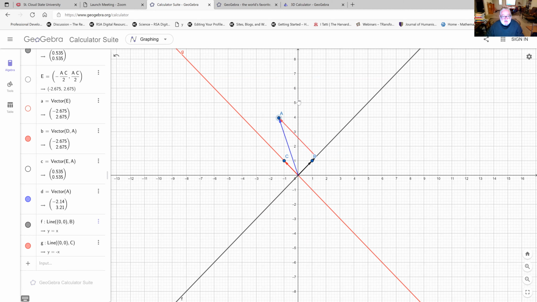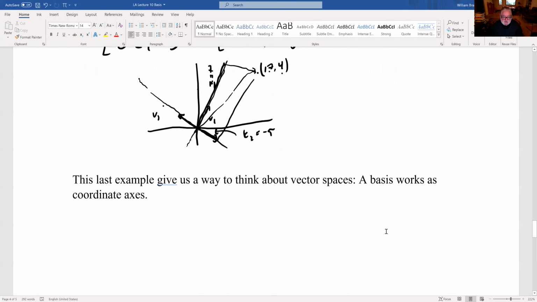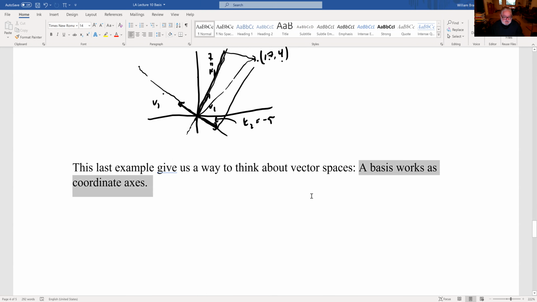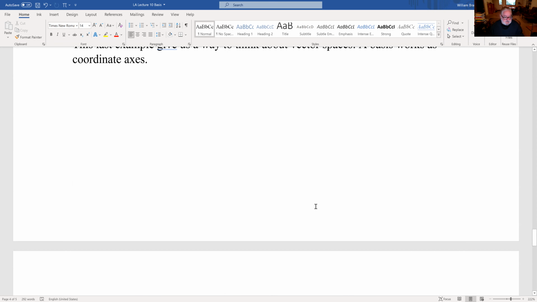And so we can think of a basis as basically providing coordinate axes for our vector space. And that's what our basis does for us. So back to our lecture notes. A basis works as a coordinate axis. Each vector in the basis gives you a line, and that line you can think of as being like an x-axis or a y-axis.